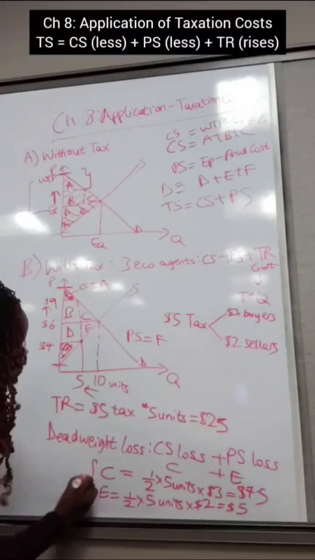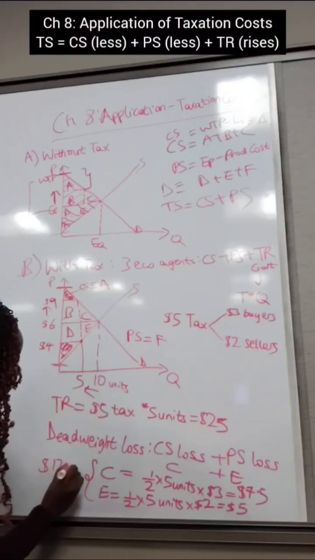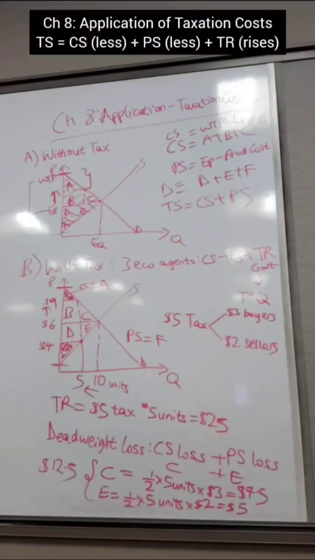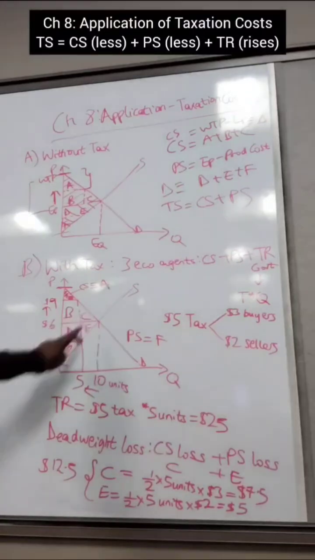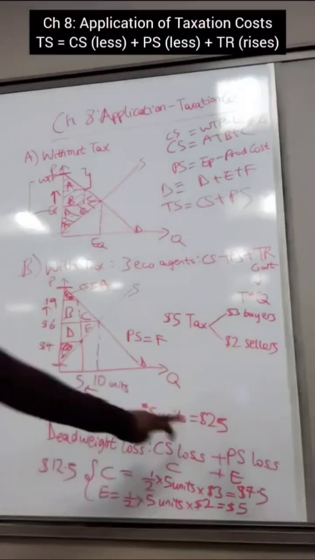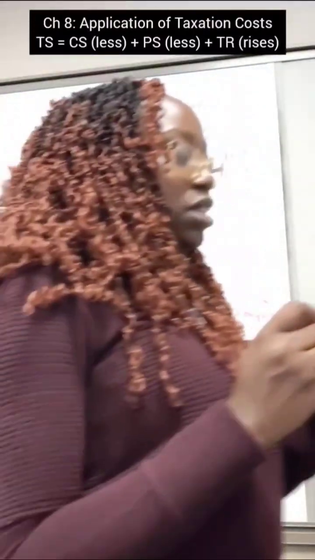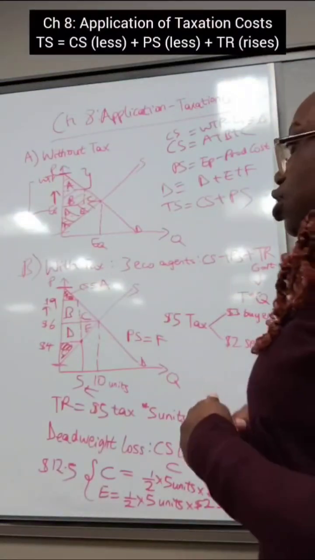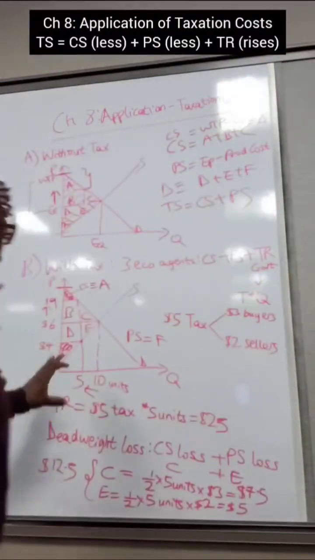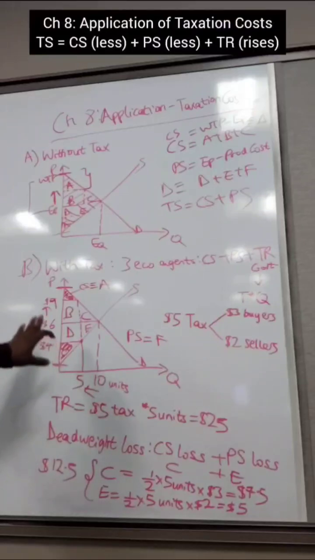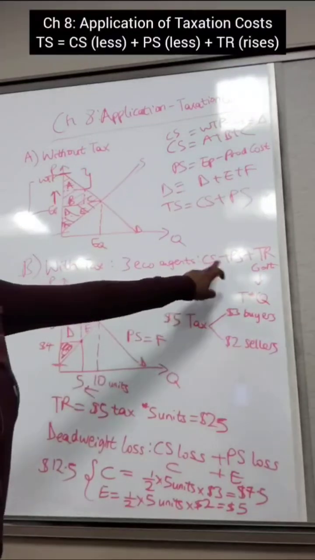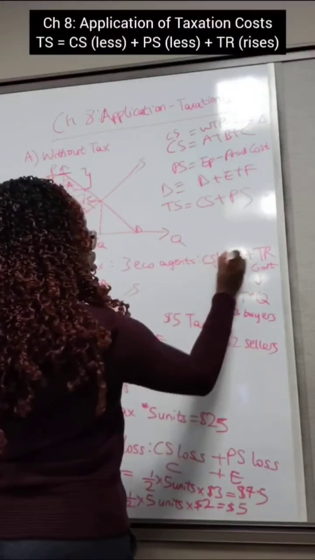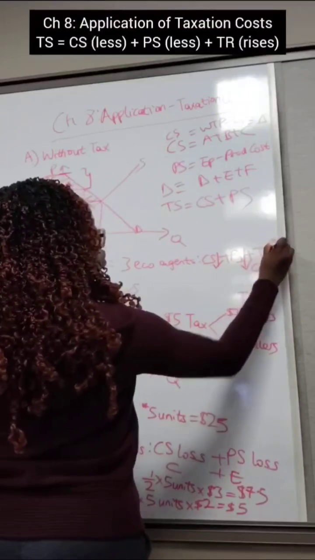That adds up to $12.5, okay? So you see that the deadweight loss is $12.5 and the government gains $25, okay? So the government is gaining tax revenue at the expense of the producers and the surplus, okay? So that is what deadweight loss means. And that is how the consumer surplus and the producer surplus shrinks while the tax revenue goes up, okay?